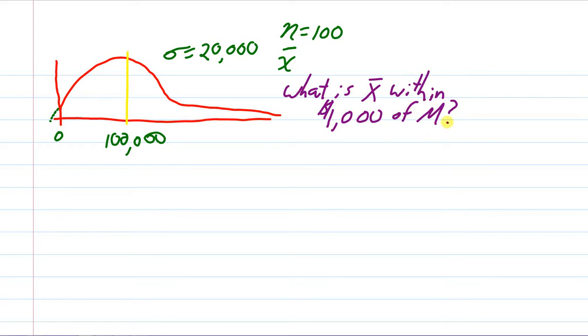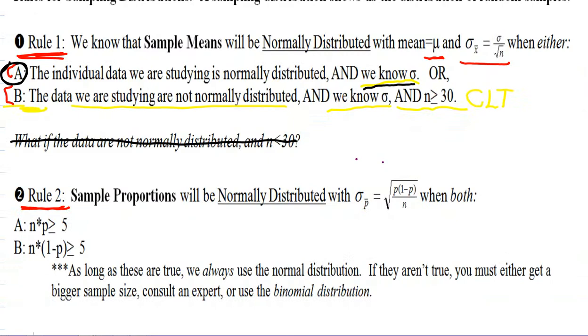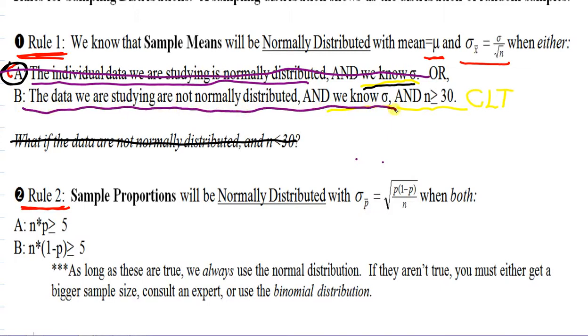Well, let's go check our rules up here. So as we mentioned, Rule A is not going to work because the individual data we're studying is not normally distributed, so that throws that out. Rule B says if the data you're studying is not normally distributed, as long as you know the population standard deviation and your sample size is at least 30, you're good to go. That your sample averages will still have a normal distribution with a mean equal to the average of the original data, and the standard deviation of your sample means, or your standard error, is equal to your standard deviation of your original data divided by the square root of n.